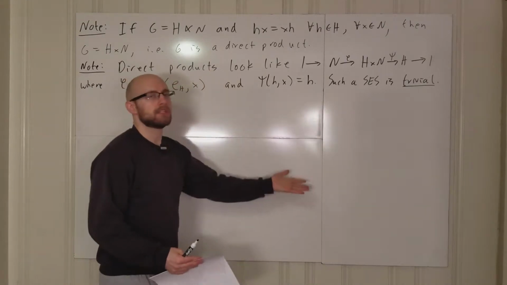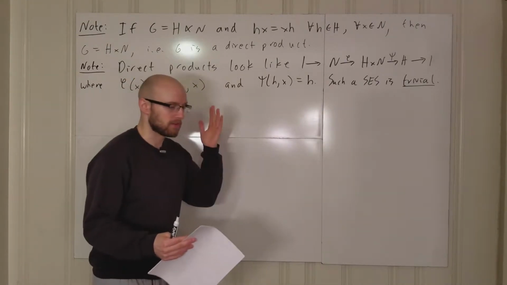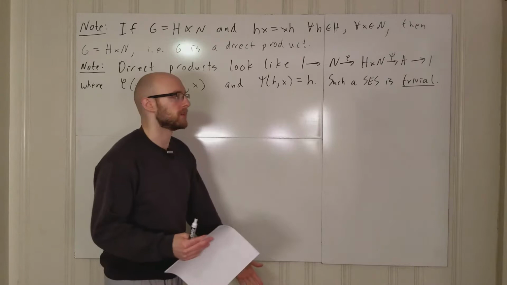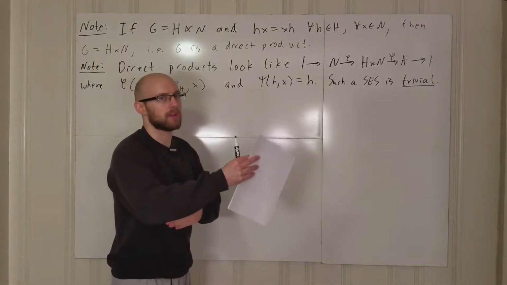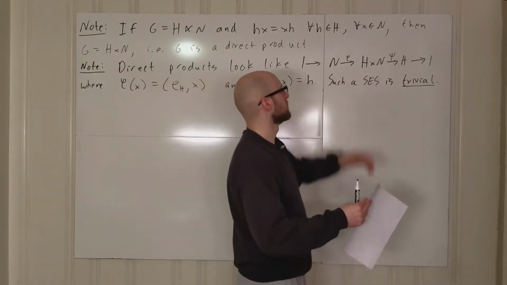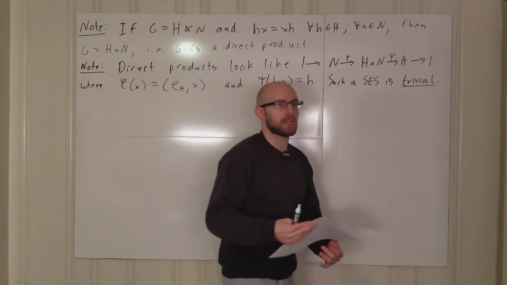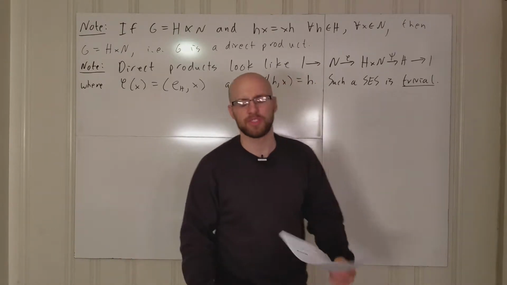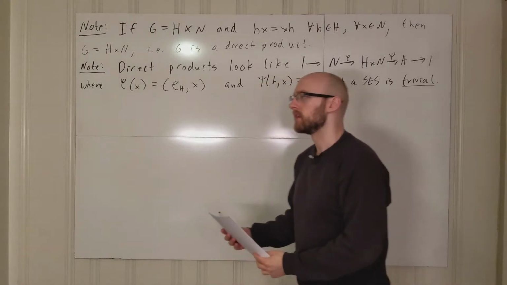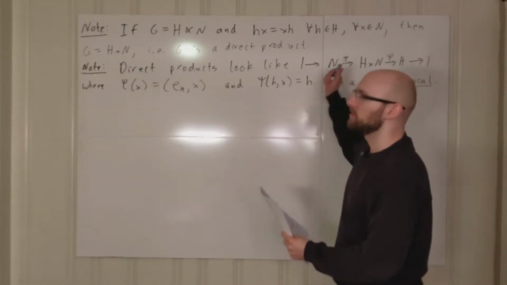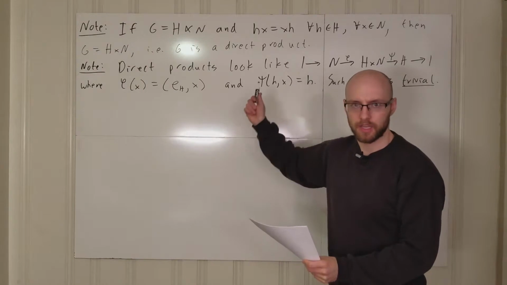So really the main thing is, you could just take any two groups you want and stick them together using this product here, and you get the short exact sequence. There's not really anything special going on here. You could do this with any two groups, N and H.